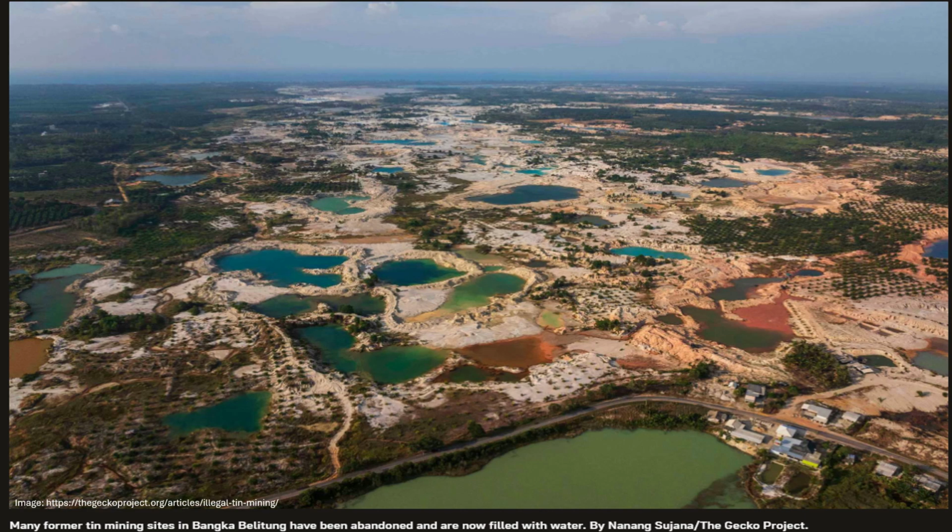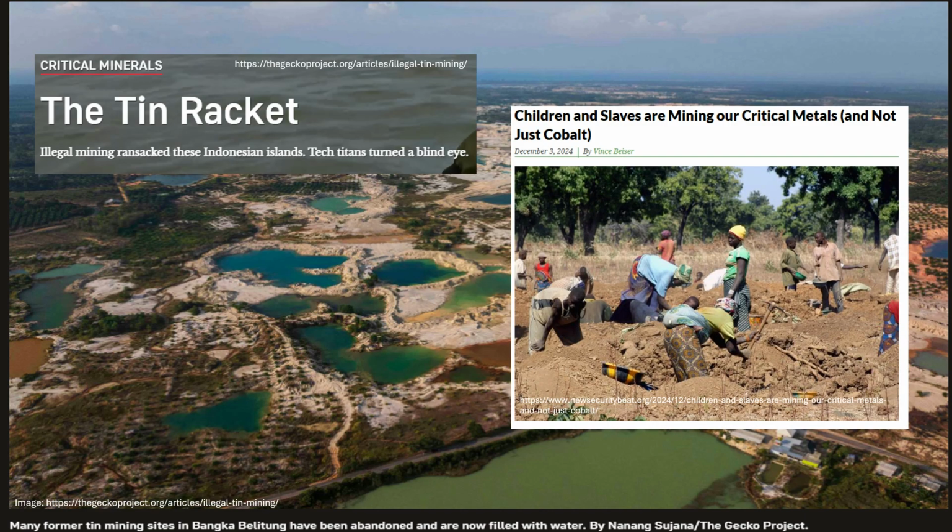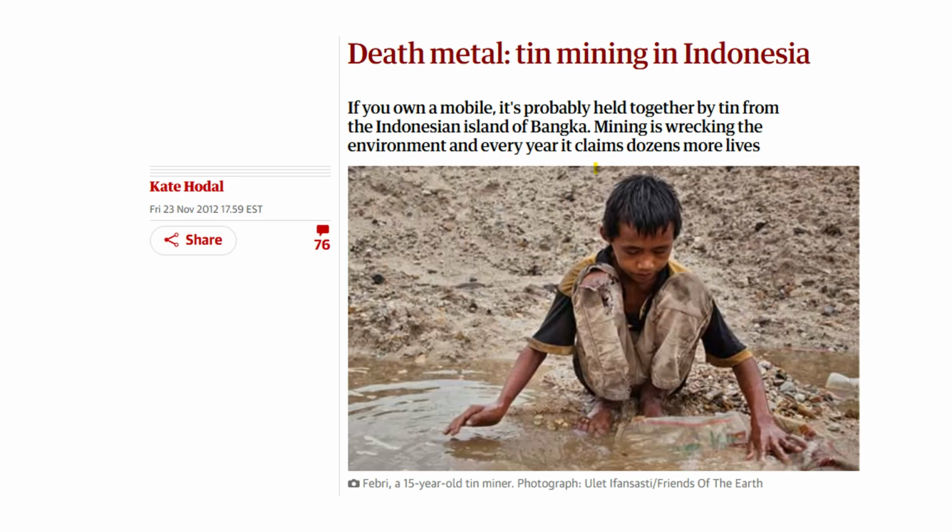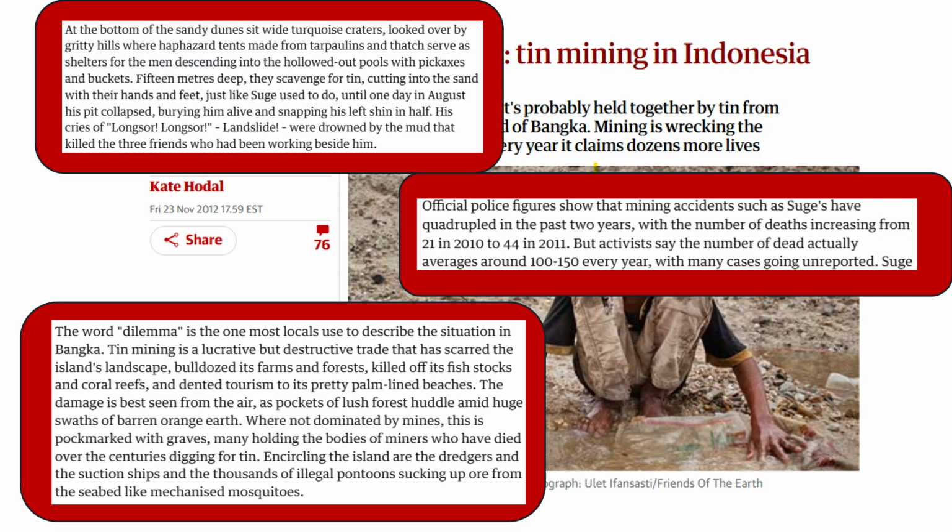Though tin mining is important, environmental degradation and human rights abuse often arise from this process. This abuse is notably seen on the island of Bangka in Indonesia, where hundreds of tin miners, including children, have been injured or died in recent decades. Here are excerpts from Kate Hodal's 2012 article in The Guardian regarding this mining. Feel free to pause the video.